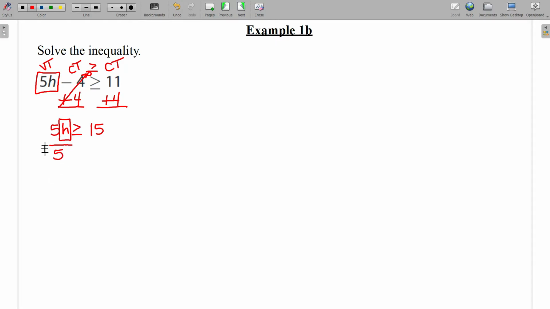So if I divide the left-hand term by 5, I'm going to have to divide the term on the right-hand side of the inequality by 5 as well. 5h divided by 5, the 5's are going to cancel, and that's going to leave me with h being greater than or equal to, and then 15 divided by 5 is going to give me 3. So my answer to this inequality is h is greater than or equal to 3.